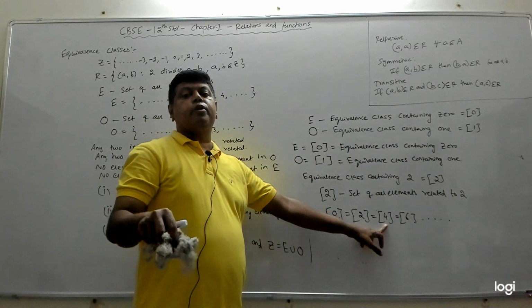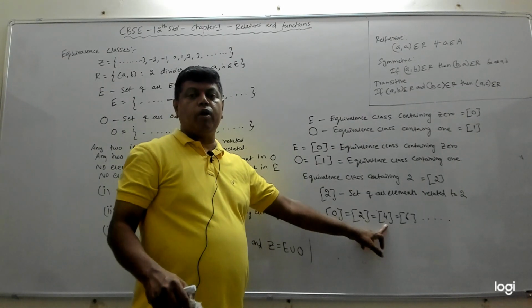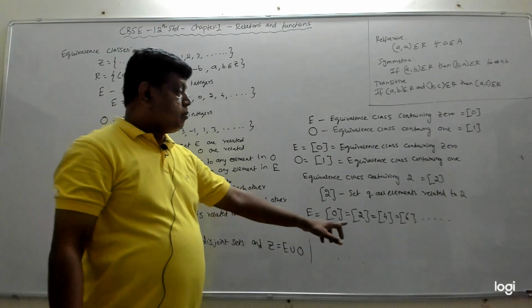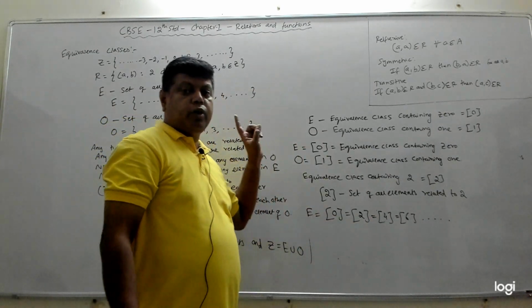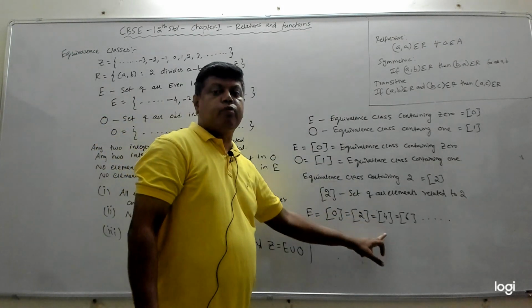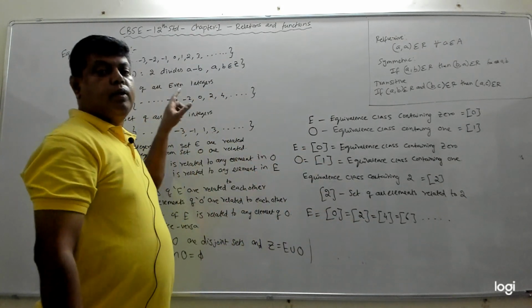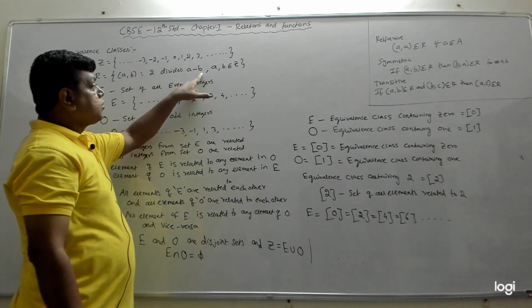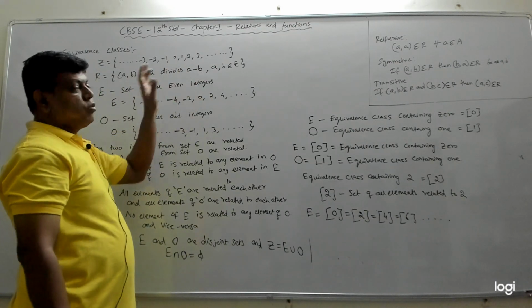All the elements related to 4 are what? All the even numbers are related to 4, because any even number that you take from here, let's take 6. 6 is related to 4 because (6, 4) is present here. How are we saying (6, 4) is present in this set? Because 6 minus 4 is 2 and 2 divides 4.